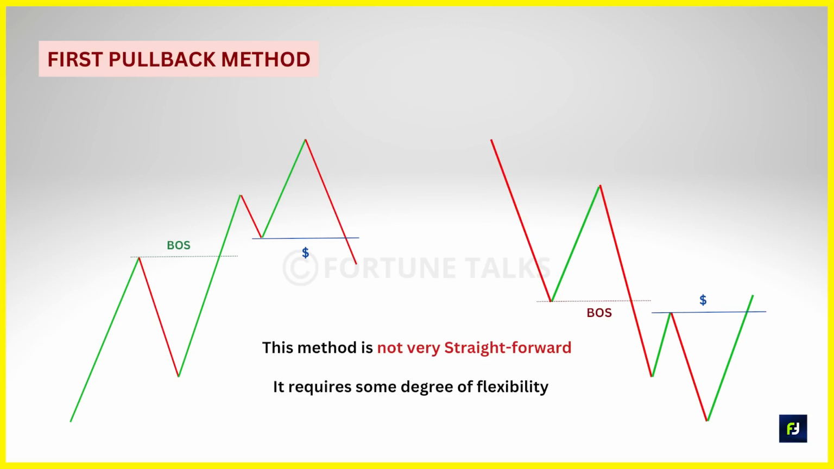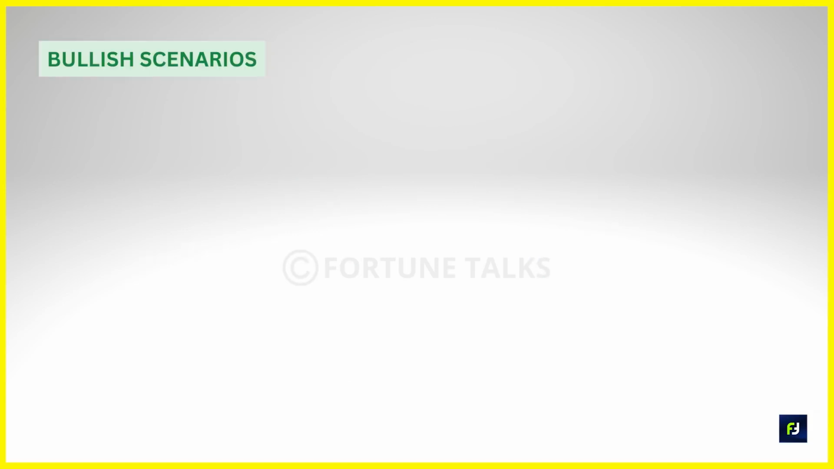Even though we consider inducements as the first pullback after a valid break of structure, in certain scenarios, we might need to tweak this rule by a little bit. Let us understand this using a few examples. We will first consider some bullish market scenarios on a major market structure. Before that, make sure you have a fair understanding about the market structure mapping. You can watch that video in my SMC playlist.